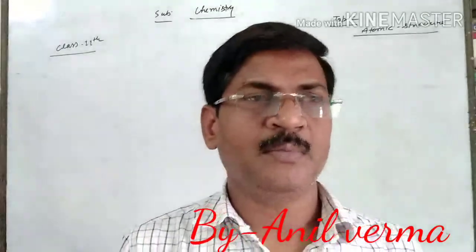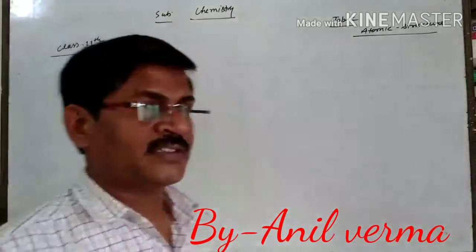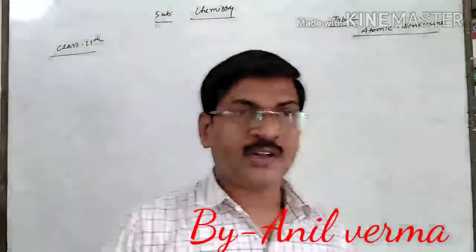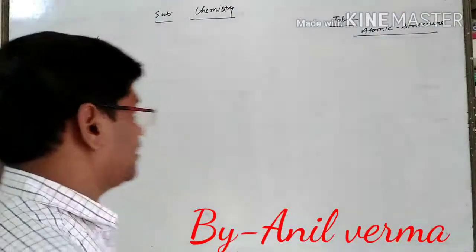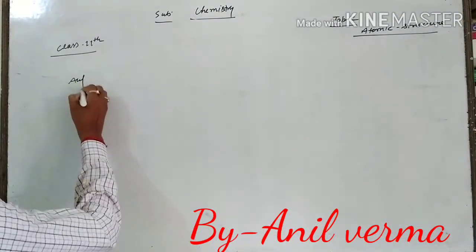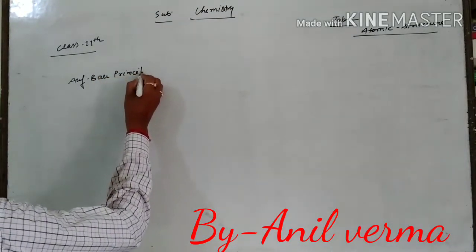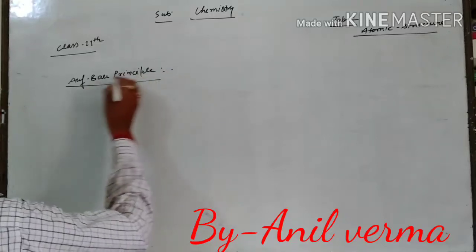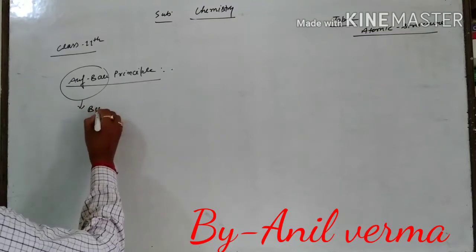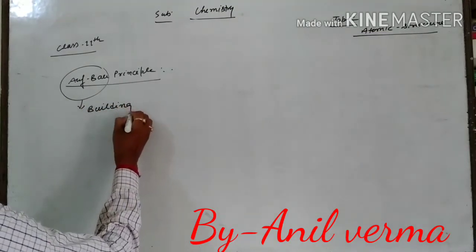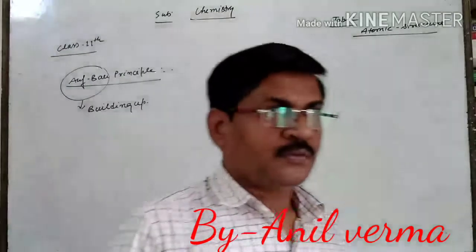Suppose any atom is given and you are going to do the configuration. So how do you have to do it so that the configuration which you write is correct? You have to follow first of all the Aufbau principle. Aufbau means building up, the formation of anything.